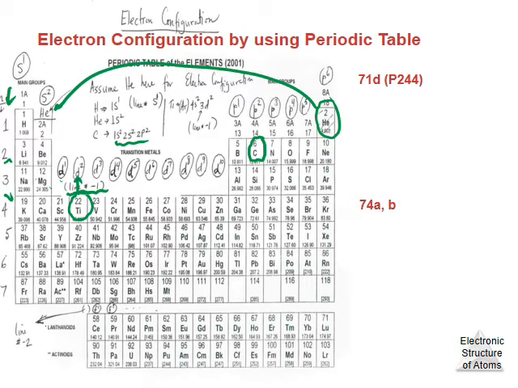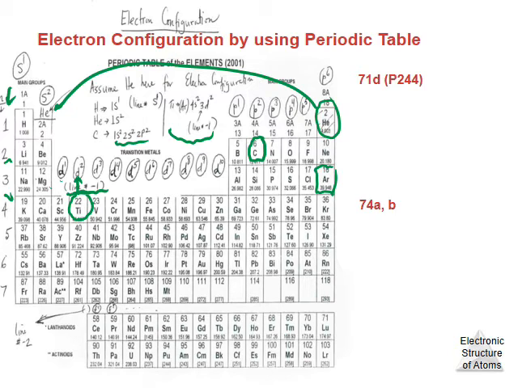Or as a shortcut, you can write it in terms of argon configuration. This is argon configuration, followed by 4s2, 3d2. That's what we're showing you here. So make sure you understand that. And I can now go over problem number 71D, but with the help of the periodic table. And of course, in the exam, you can always have a periodic table in front of you.